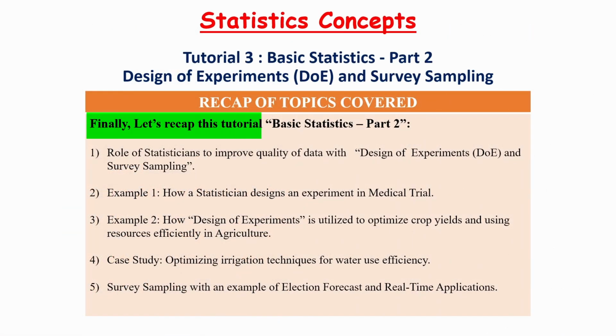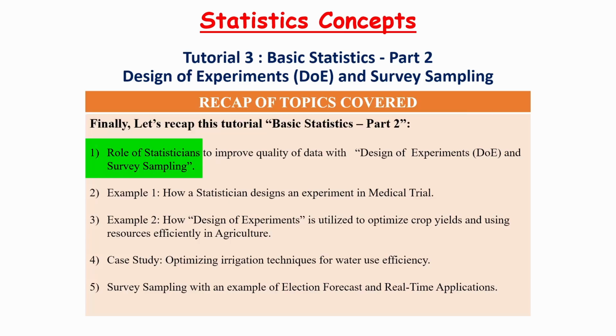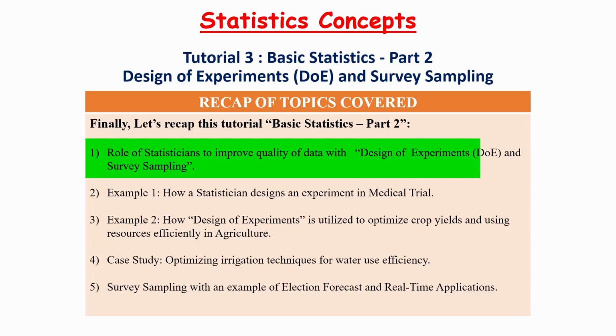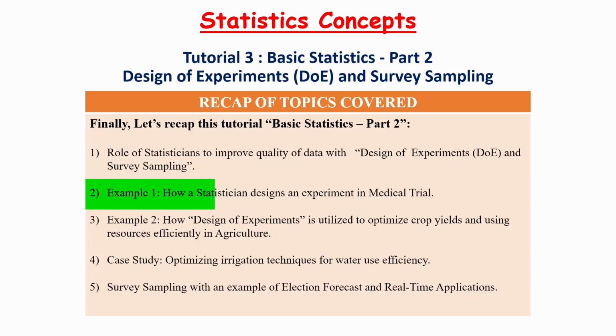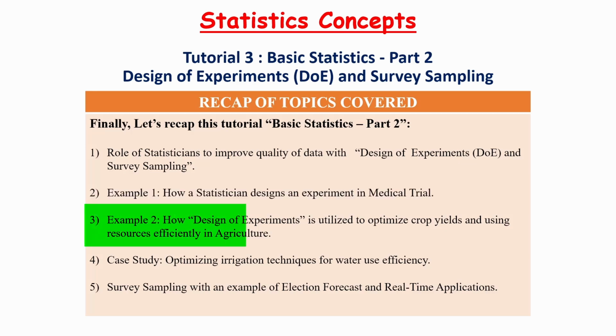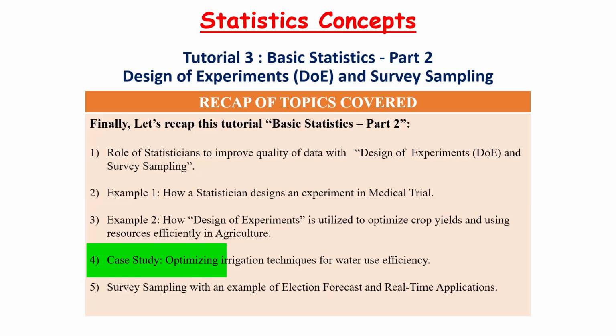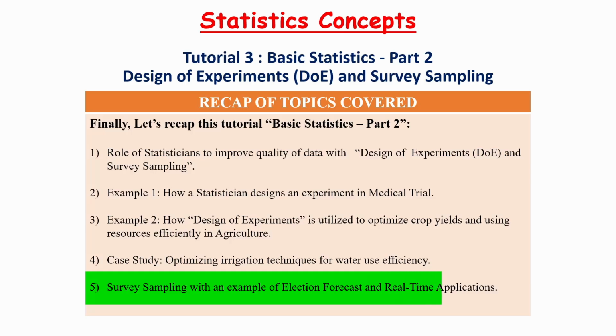Finally, let's recap this tutorial, Basic Statistics Part 2. Till now we discussed the role of statisticians to improve quality of data with design of experiments and survey sampling. Example 1 explained how a statistician designs an experiment in a medical trial. Example 2 explained how design of experiments is utilized to optimize crop yields and use resources efficiently in agriculture. Case study about optimizing irrigation techniques for water use efficiency. Survey sampling with an example of election forecast and real-time applications.